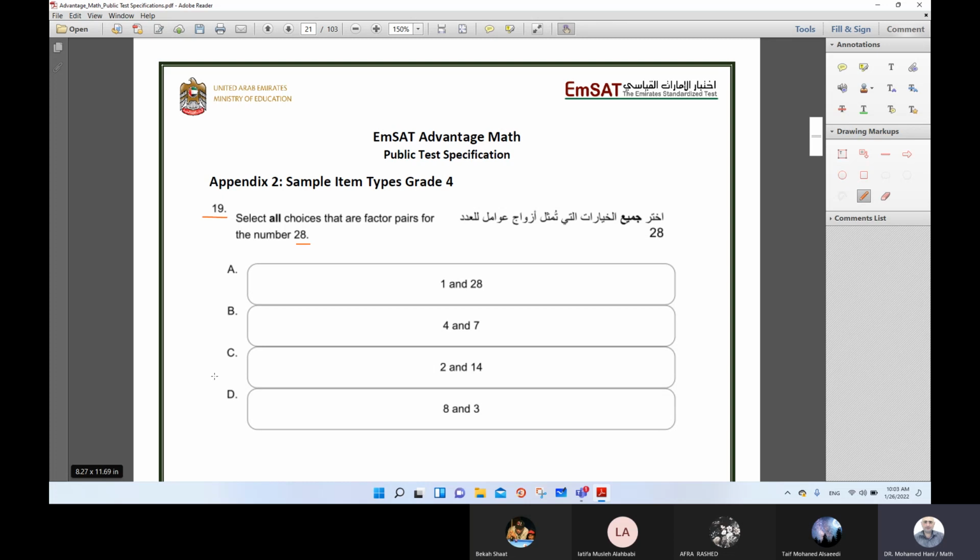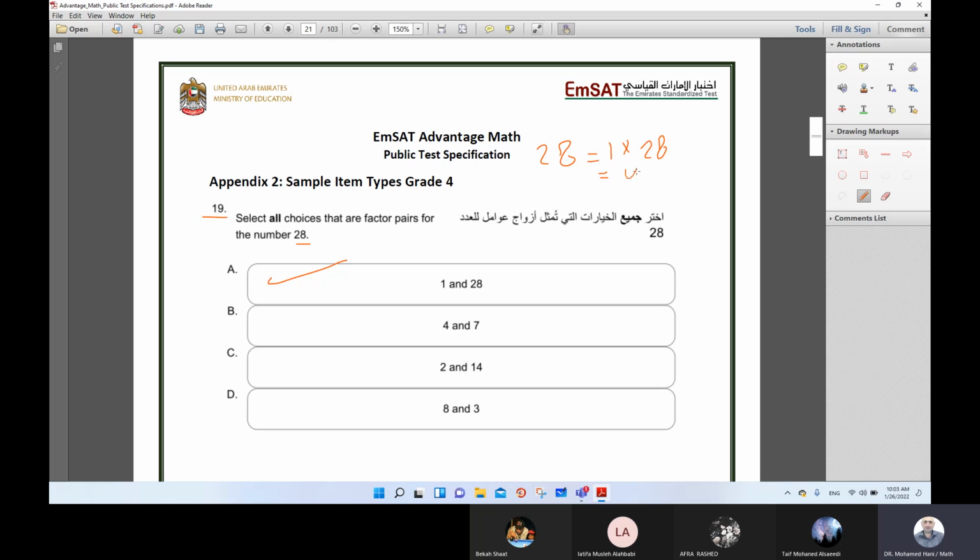Okay, who can answer me here? 28. Tell me the product of the two numbers equal 28. We can write 1 times 28. So this is correct. The first one correct. Yes. A, B, C correct, but D incorrect. Great, Latifa. Great work.